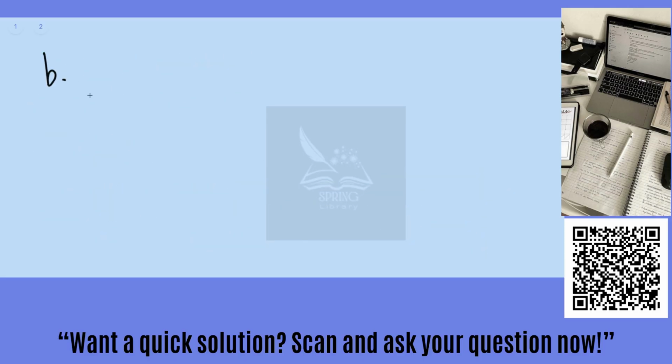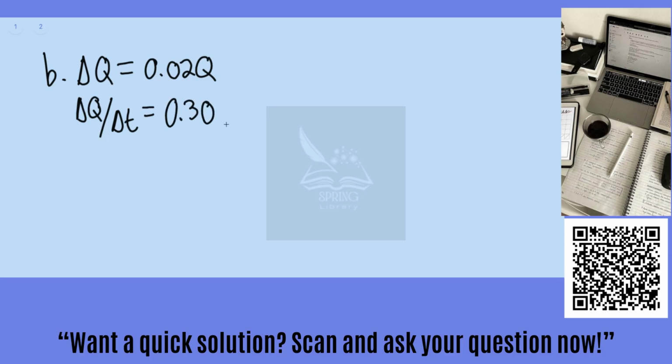And then for part B, they're asking us for the time it takes for the potential difference to decrease by 2%. So delta Q can be considered 0.02 of the original Q. And again, delta Q over delta T, this will be the change in charge with respect to time. This is 0.3. Essentially, this is 0.3 femtofarads. So this would be 3 times 10 to the negative 16.